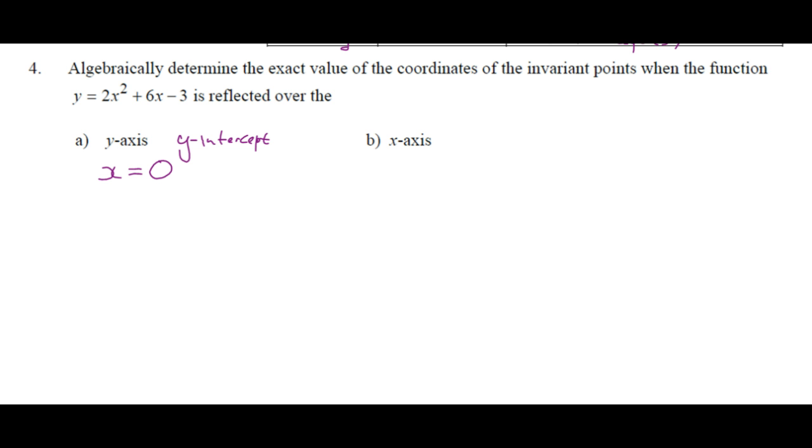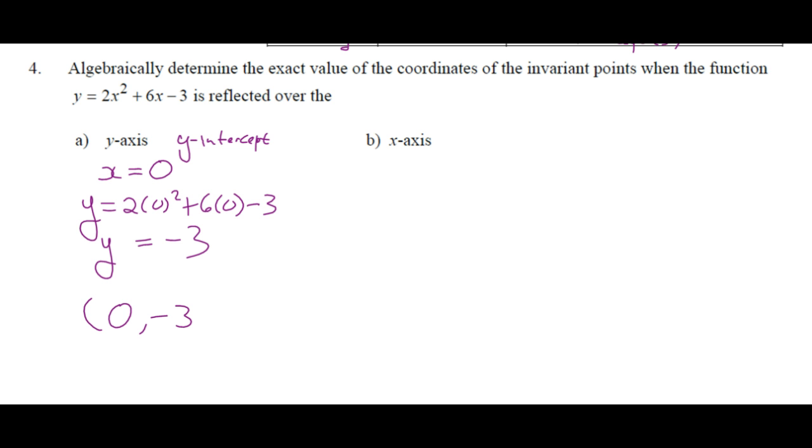Right? What's another name for the y-axis? It's the line x equals 0, right? So we're looking for where x is equal to 0. Okay. So y is equal to 2 times 0 squared plus 6 times 0 minus 3. So y is equal to negative 3. Okay, now it says determine the exact value of the coordinate of the invariant point. What is the coordinate of a point whose y-intercept is negative 3? What's x? 0, comma, negative 3. So that is the coordinate, right? A coordinate has to be an x, comma, y, in parentheses, the point.